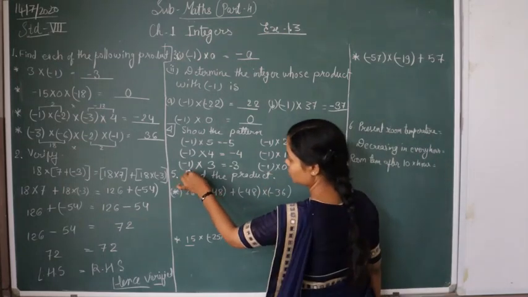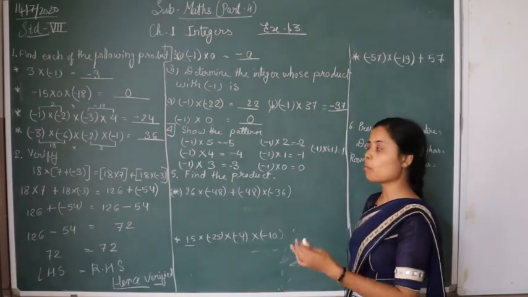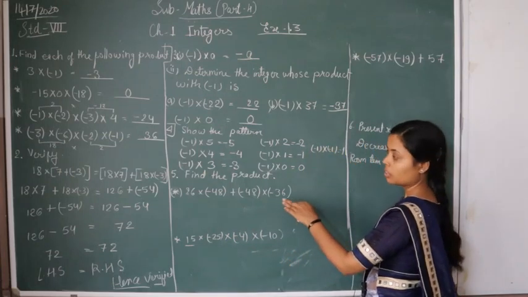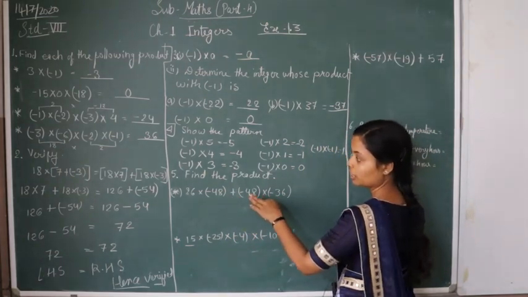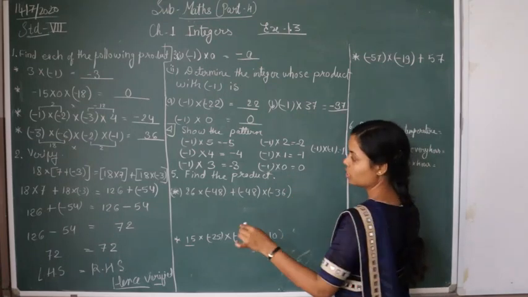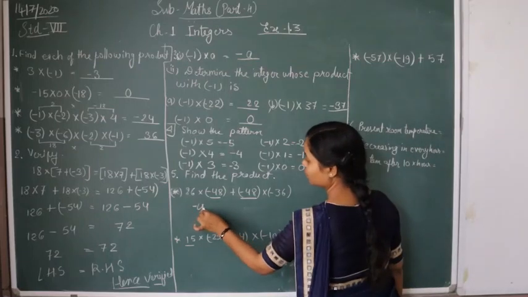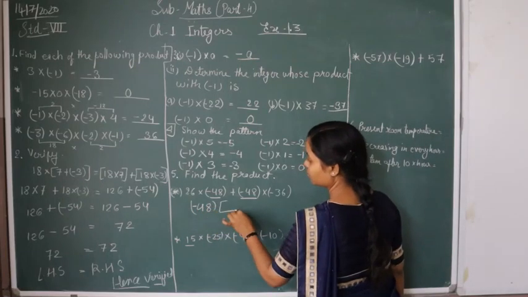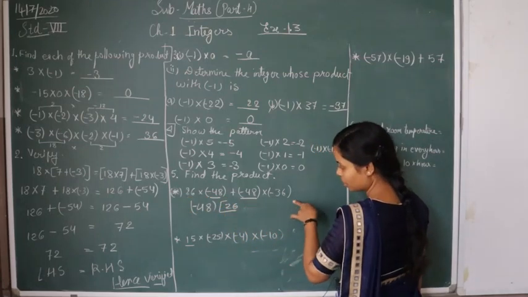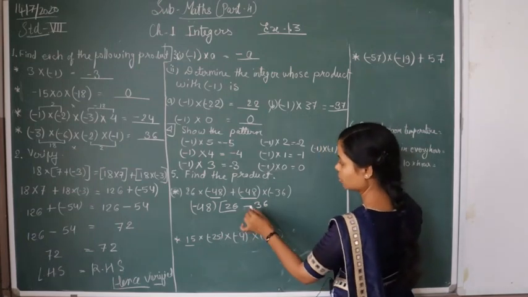Next question is question number 5. Find the product and identify the properties of integers. So firstly look at this. There are two terms. In these terms, one number is common. What is this? Minus 48. So we will take minus 48. So which is remaining from the first term? 26, and from here minus 36.